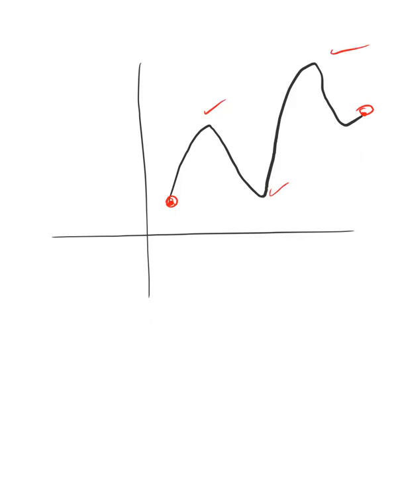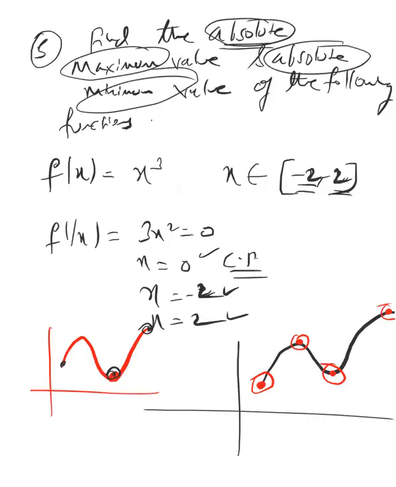Okay. So the procedure is, whenever you have to find the absolute maximum, you should also consider the start point and end point and this point. Now what you have to do is, for all these points, you find the values. You find f(0), f(-2), and check which one is maximum and which one is minimum.